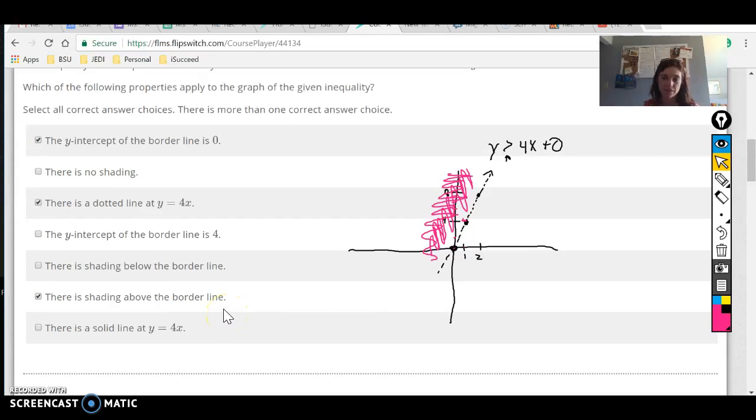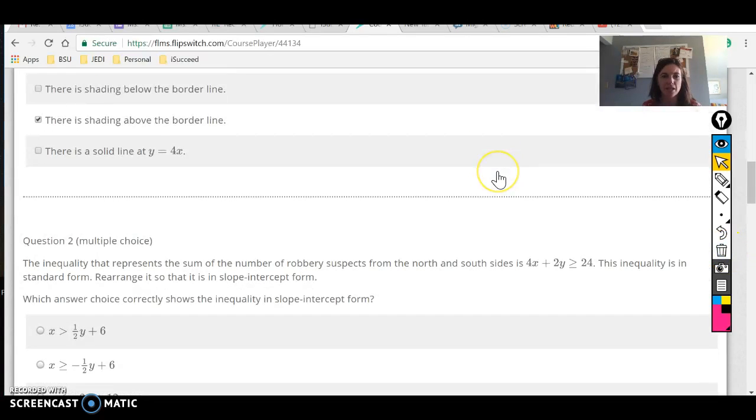And so the things we want to consider are where it crosses the y-axis, whether or not it's a dotted or solid line, and where the shading occurs. So those are the things that really describe an inequality in 2 variables. Okay, let's go ahead and move on to the next one.